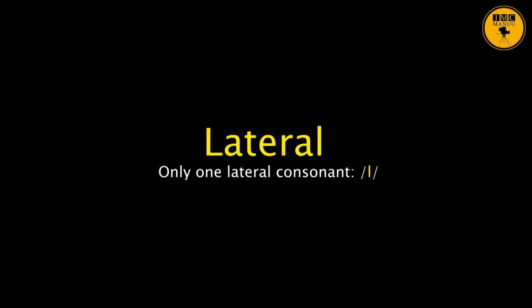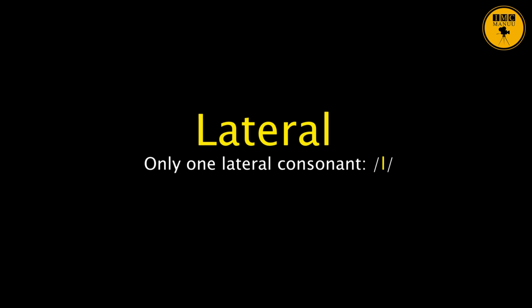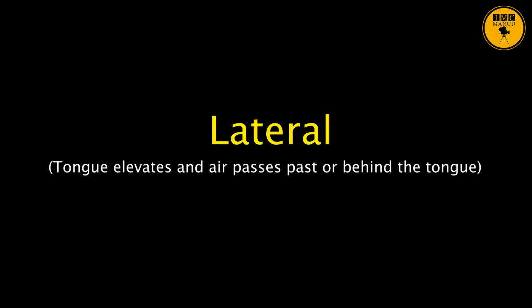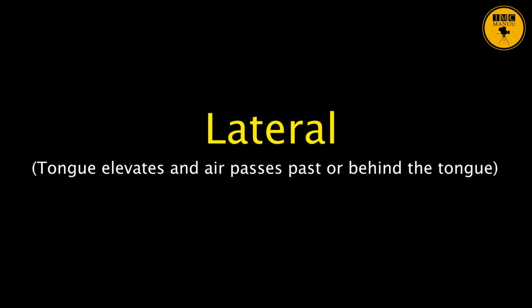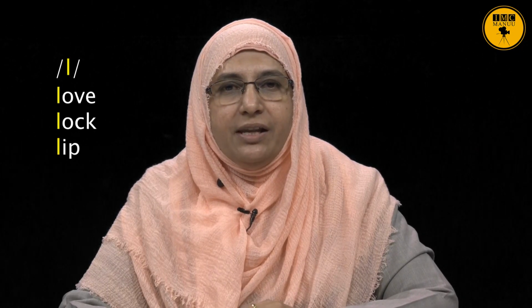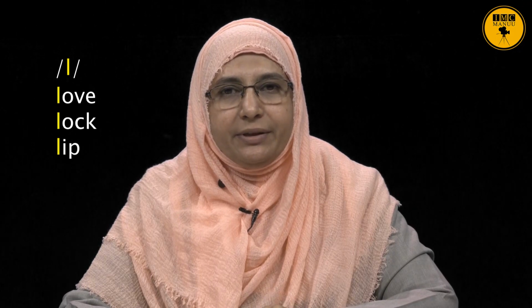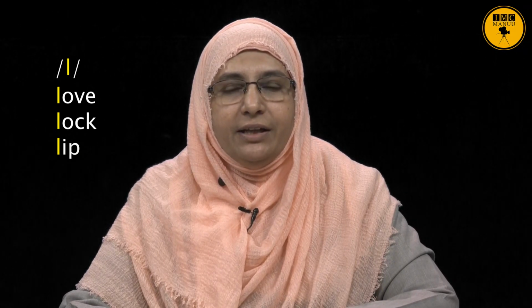We now look at the fifth manner of articulation. This is called lateral, and good for us, there is only one lateral consonant in English, and it is L. When we utter a lateral consonant, the tongue elevates and air passes either past the tongue or behind the tongue. A few examples with the L sound: love, lock, lip. Please repeat with me: love, lock, lip.